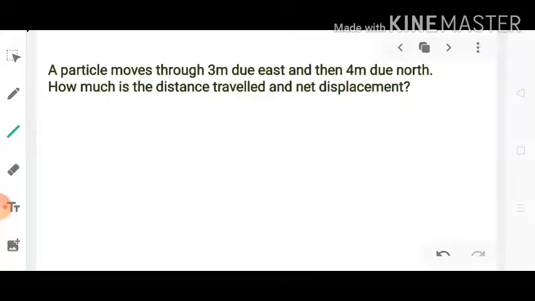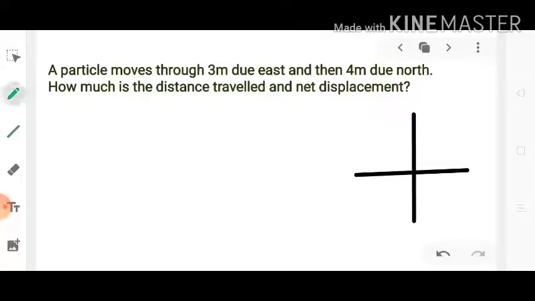A particle moves through 3 meter due east and then 4 meter due north. How much is the distance traveled? The net displacement. Now, as in this question you have to take care of the directions for displacement. So first of all, let's find out how to figure out the 4 cardinal directions, that is north, south, east and west. So for this we will follow the same convention as we usually do in the map.